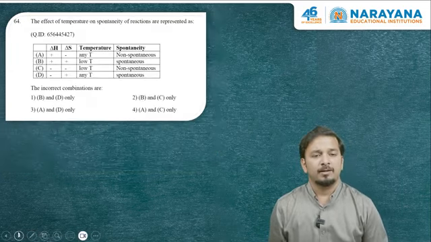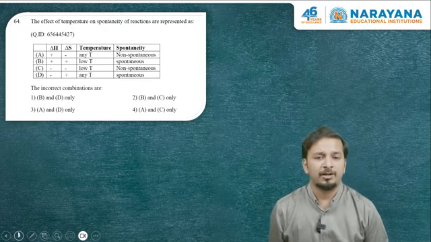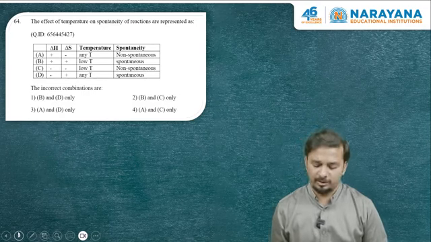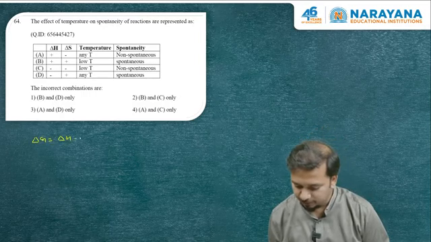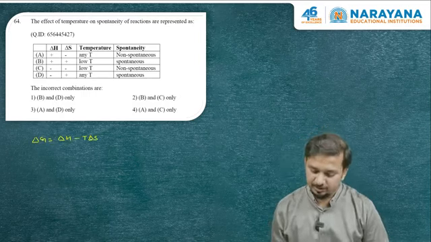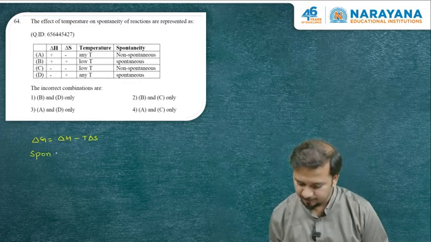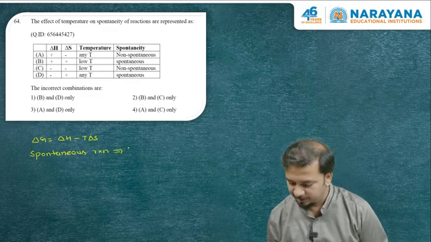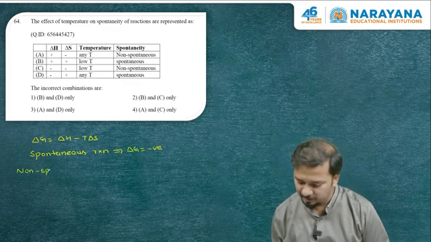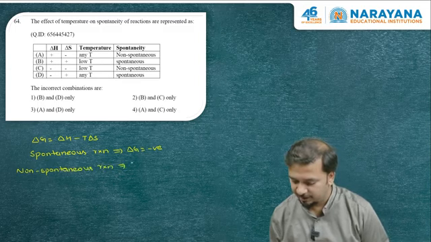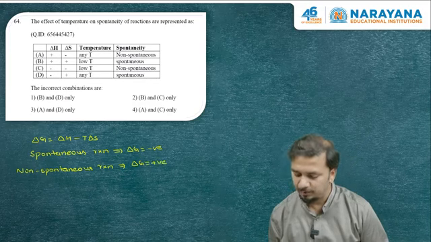Question 64. The effect of temperature on spontaneity of reaction are represented as delta H, delta S and temperature they have mentioned. So, we know delta G is equal to delta H minus T delta S. For a spontaneous reaction, delta G should be negative, and for non-spontaneous reaction, delta G should be positive.